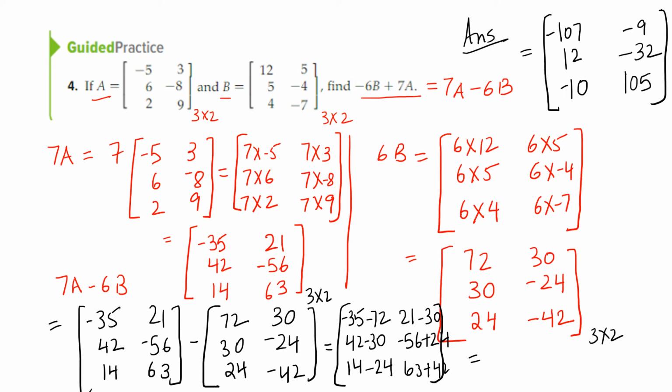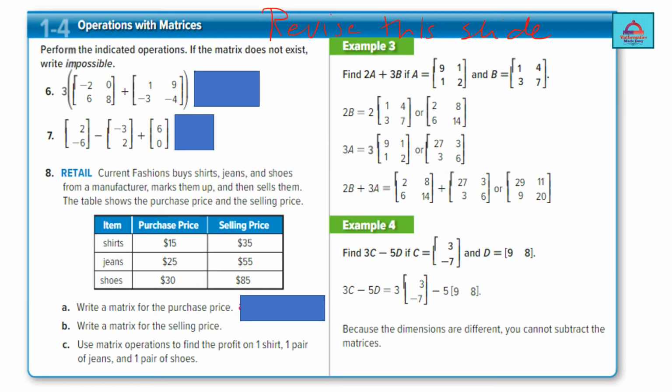So I hope you have understood how multi-step operations are done, where you have a combination of scalar multiplication and addition or subtraction with it. Let's now solve some more questions. Here, example 4 is solved for you. You can use this slide to revise the concepts that we have covered today. First, I'll go through the solved ones. These are pretty easy. So we'll use the multi-step operations.